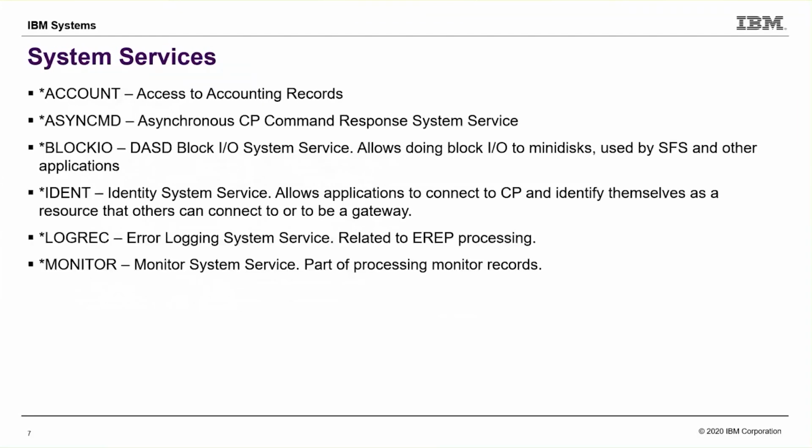Okay, so what are these system services? There's a whole bunch, and I wanted to mention all of them very briefly, but we'll really focus on two of them. So Star Account is one of them that we're going to talk about, and it's really where accounting records get generated from. There's another system service called Asynchronous CP Command Response Service.